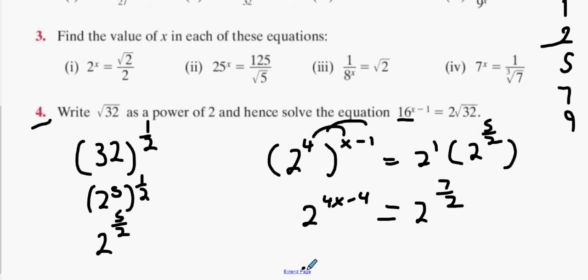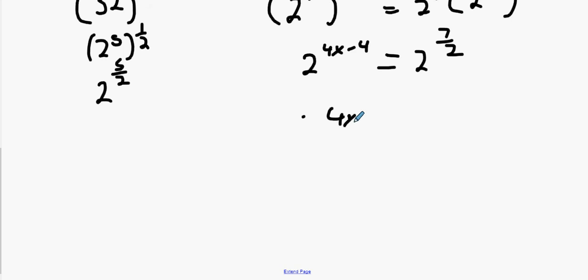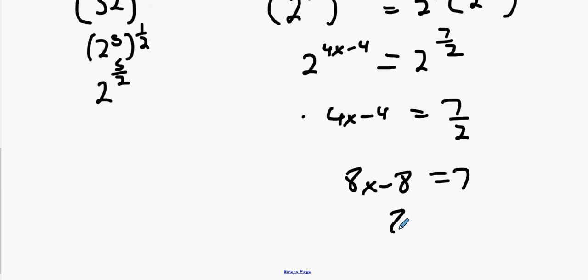And then what you should get here is 4x minus 4 equals 7 over 2. You get 8x minus 8 equals 7. You get 8x equals 15. X equals 15 over 8.